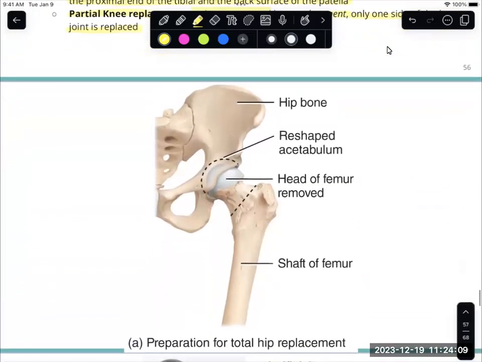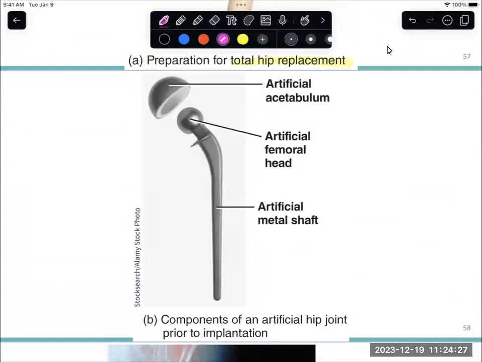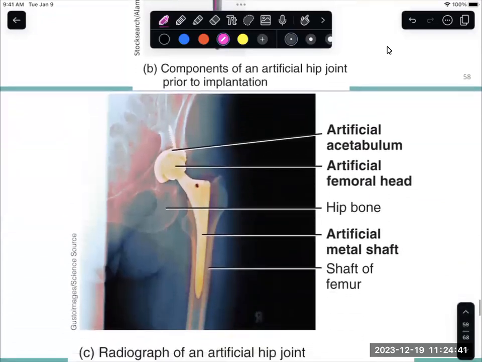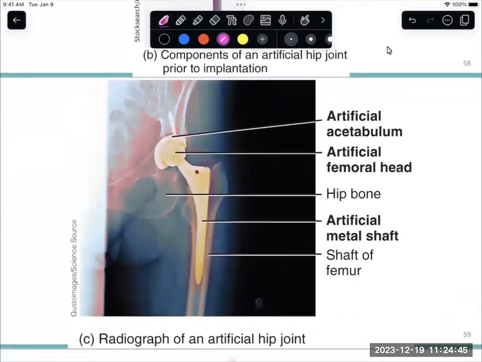So in a hip replacement, we're going to look at a total. So they're going to reshape that acetabulum. So they're going to kind of reshape this back. They're going to take off the head of that femur completely. We have this artificial acetabulum that they're going to put into that hip. And then they've got a new head of the femur. And then this is going to go down into the shaft of that femur. So this is somebody who has had a full total hip replacement. You can see that all new acetabulum, that head of that femur, in this shaft. This goes down into the shaft of that femur to help hold that bone in place.